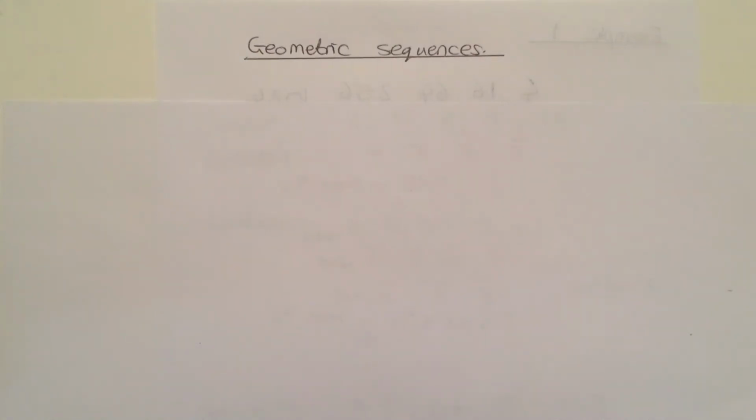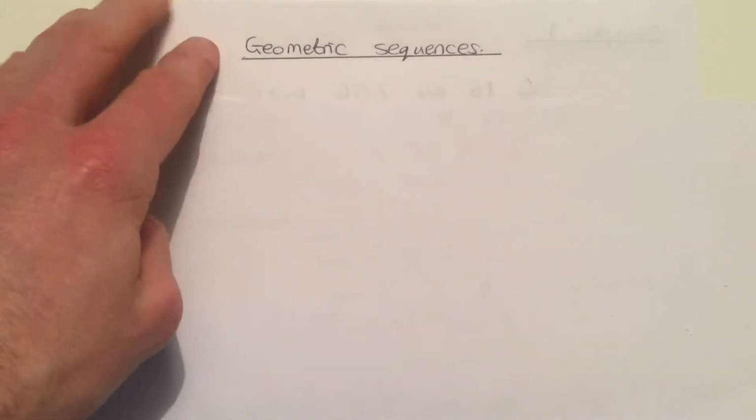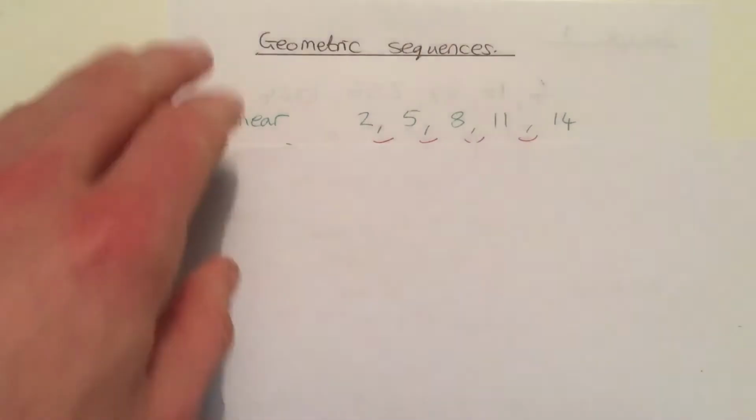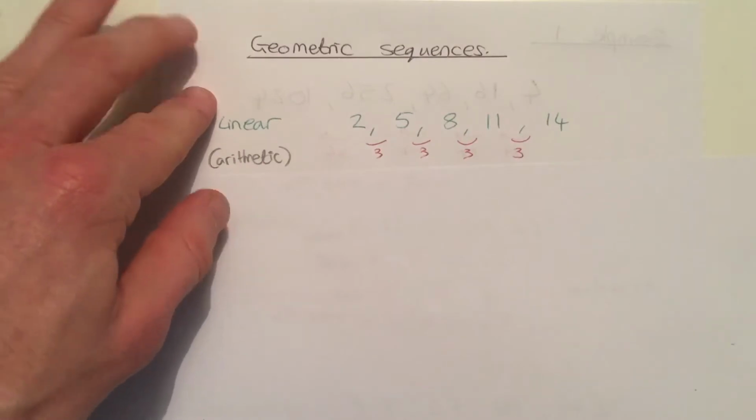In this video we're going to learn about geometric sequences. Before that, however, I just want to do a quick recap of the two types of sequence that you should know already. The first one is a linear sequence that looks like that. It goes up by the same number each time.